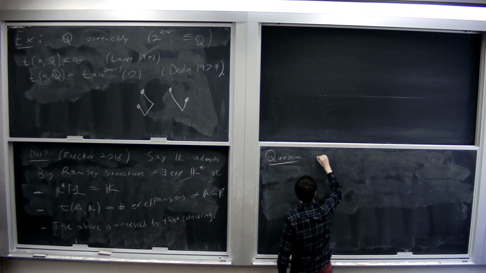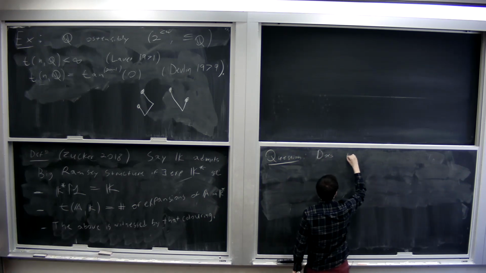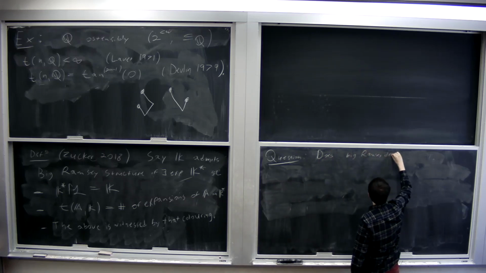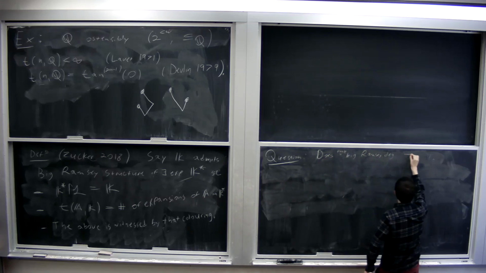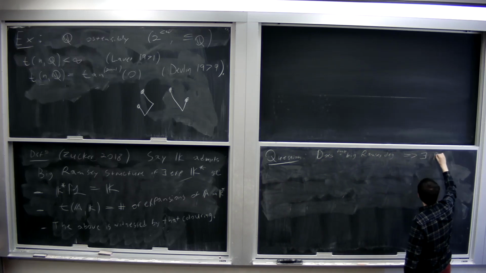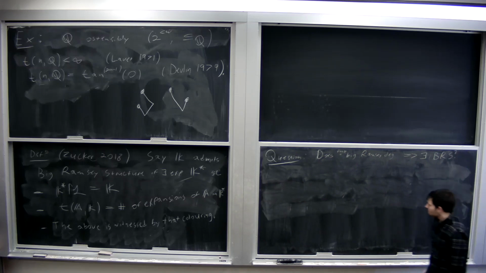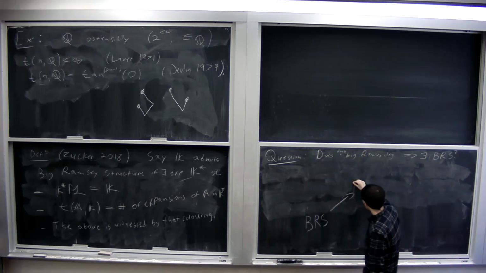So we know big Ramsey structure implies finite big Ramsey degree, but does a finite big Ramsey degree imply there exists a big Ramsey structure? So is there a nice way to add relations on? If I could draw a little diagram of what I'm going to discuss, we have big Ramsey structure implies finite big Ramsey degree.